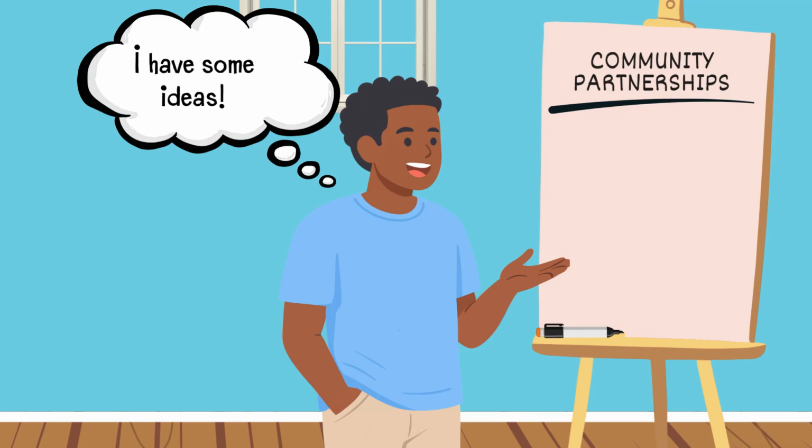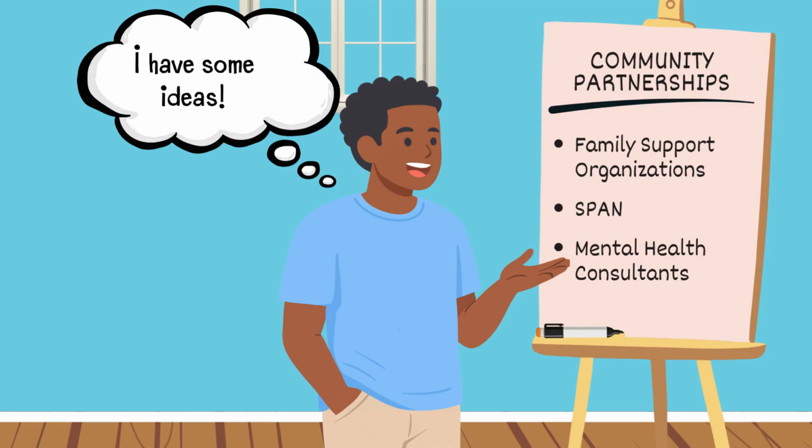Let's talk about some examples of community partnerships. Partnerships can address a variety of needs, such as local family support organizations, offering parent support groups or workshops, SPAN, or your local CCR&R, providing positive solutions for family workshops, mental health consultants supporting families with children who have special needs, CCR&R partnerships offering developmental screenings on site.